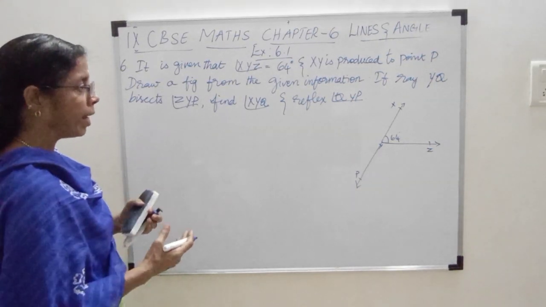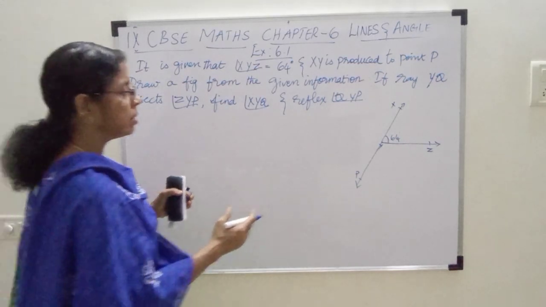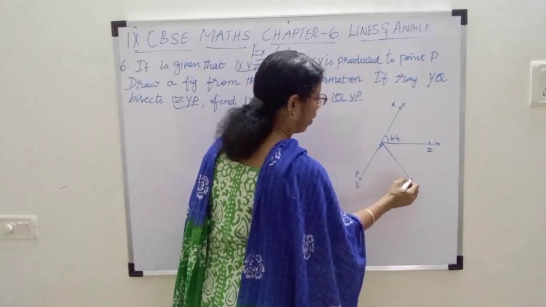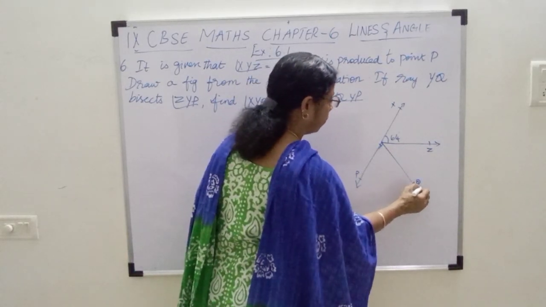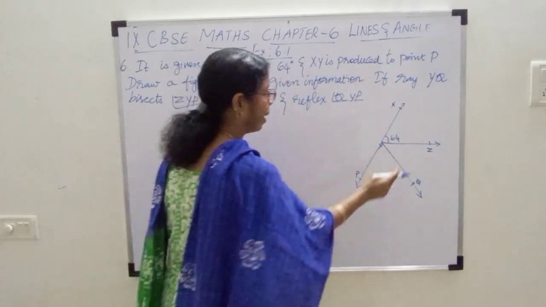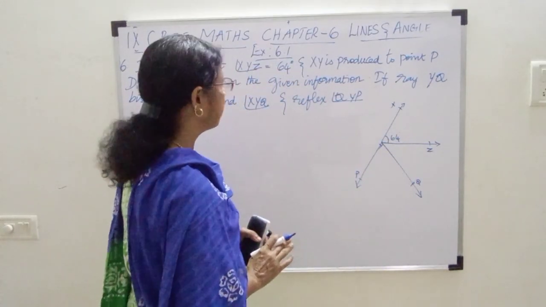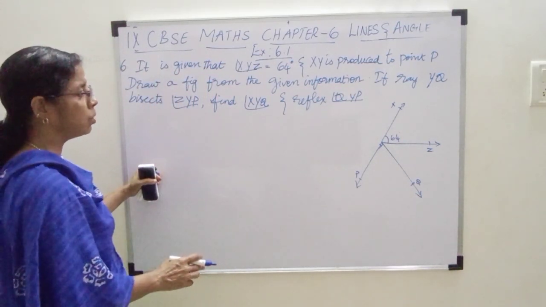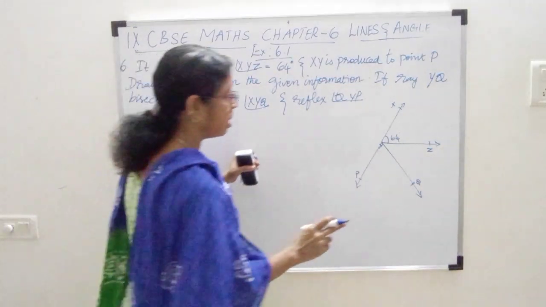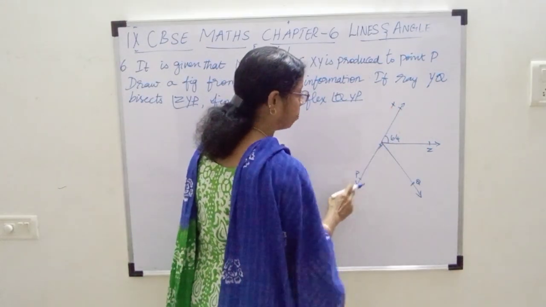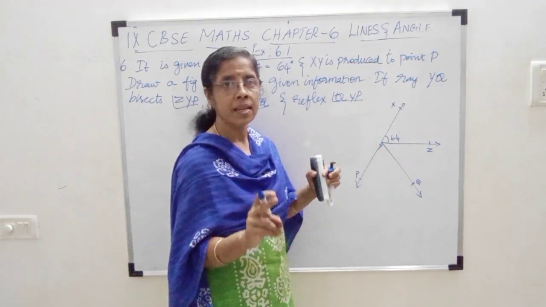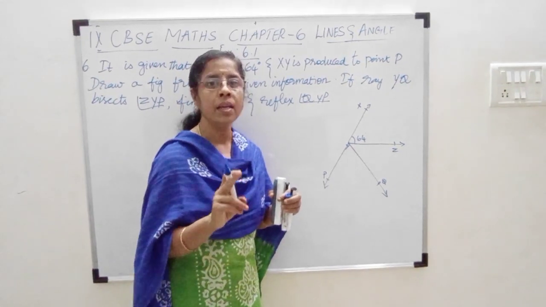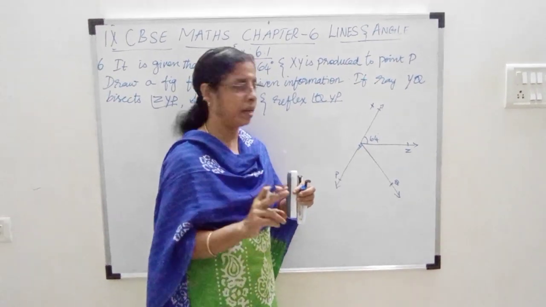If a ray YQ bisects angle ZYP. See, this is the angle ZYP and now the ray YQ bisects angle ZYP. Now XP is a straight line. You know angle in a straight line is 180 degree.